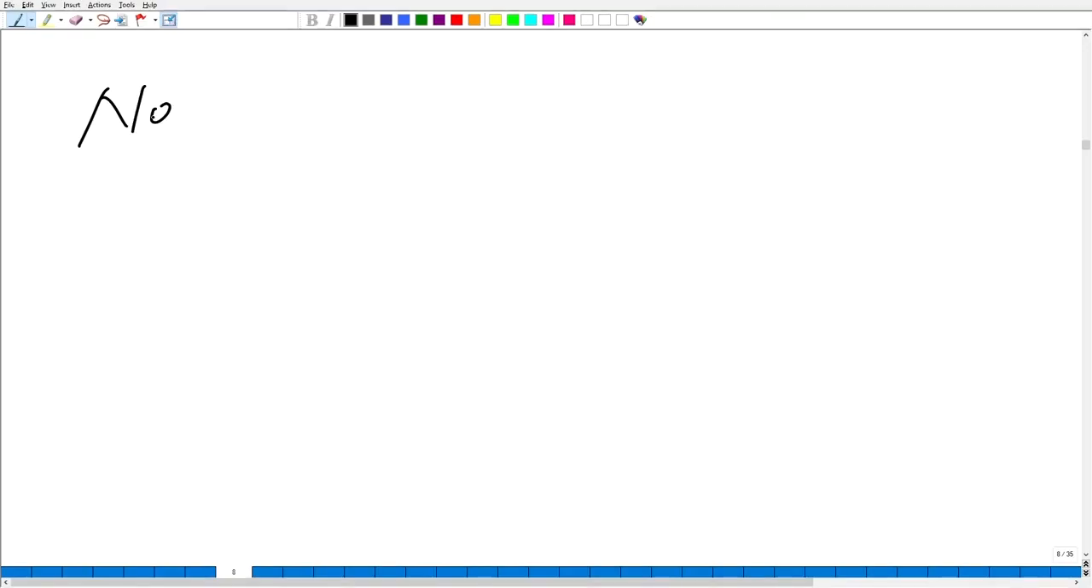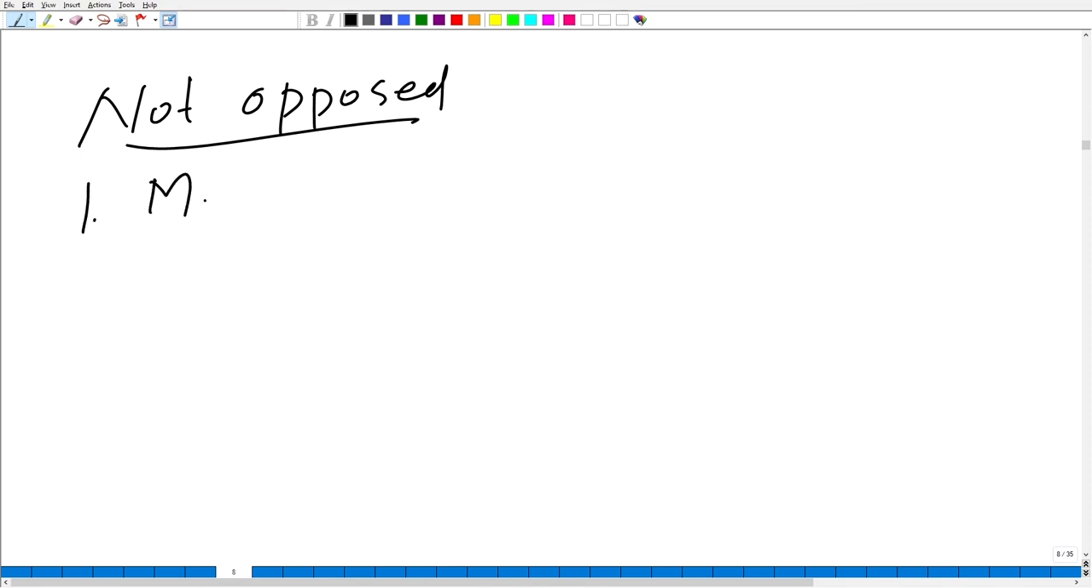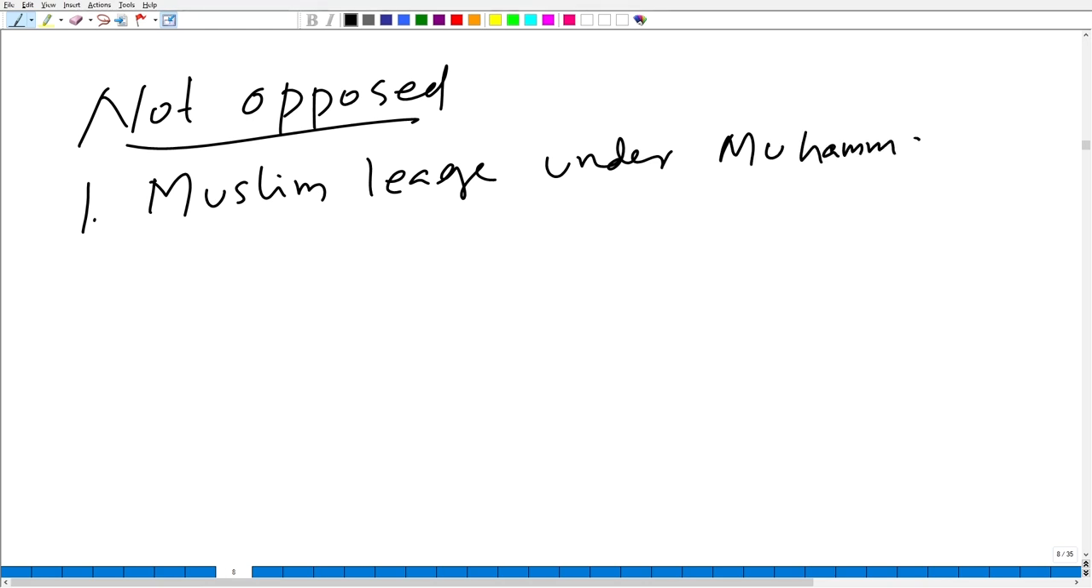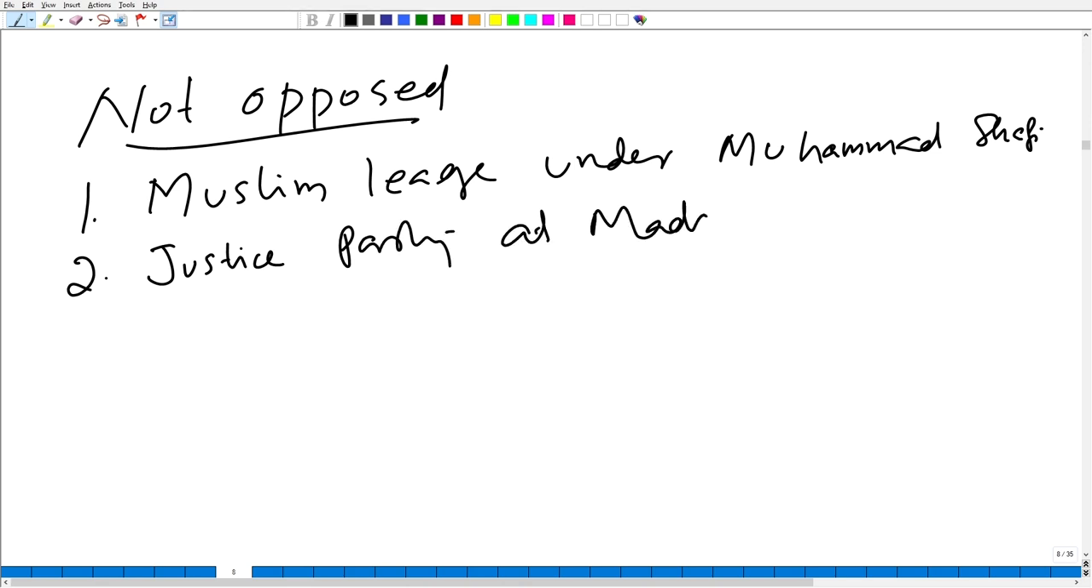Now, we come to the parties that did not oppose the Simon Commission. Which were the major political parties which did not oppose the Simon Commission? It included a section of the Muslim League under the leadership of Muhammad Shafi, which did not oppose the Simon Commission. Two, the Justice Party at Madras also did not oppose the Simon Commission.